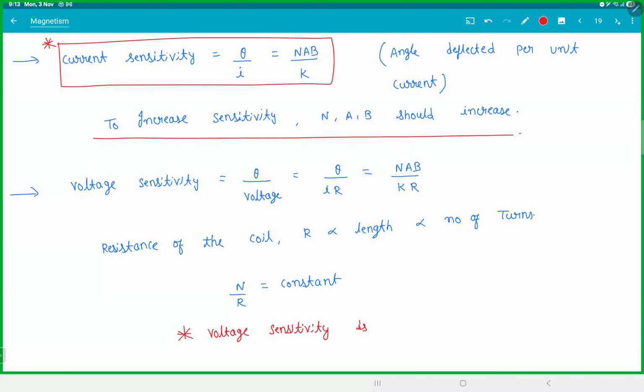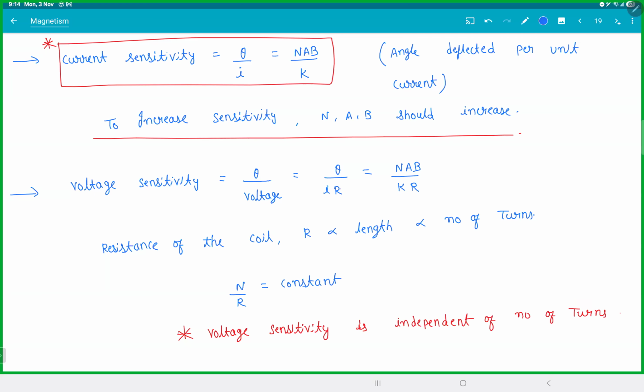Simple reason: because you double the resistance, the current becomes half. So sensitivity will double, but the current has become half, so you go back to the old angle only. Voltage sensitivity is independent of the number of turns. Clear with this? We had a big discussion on this. Yes, sir.